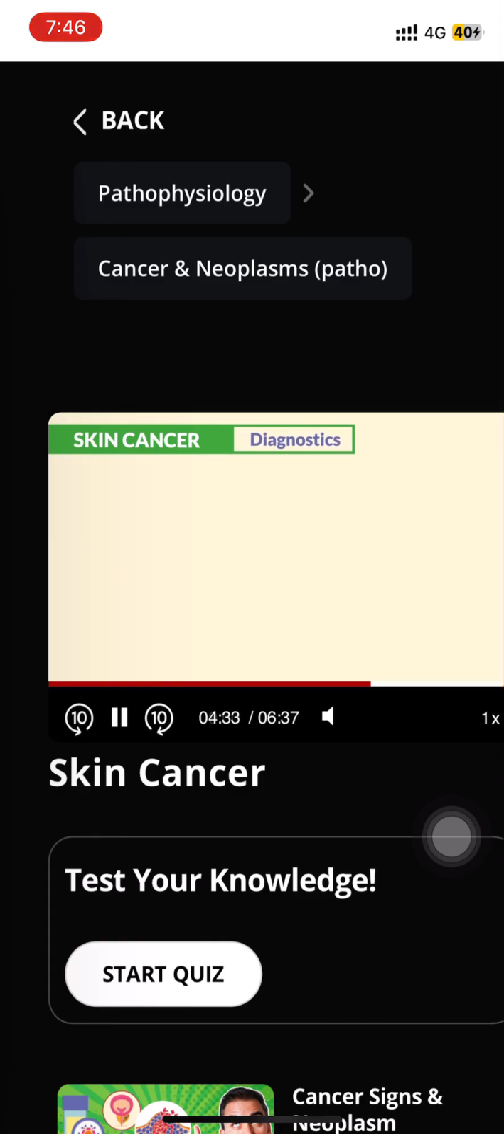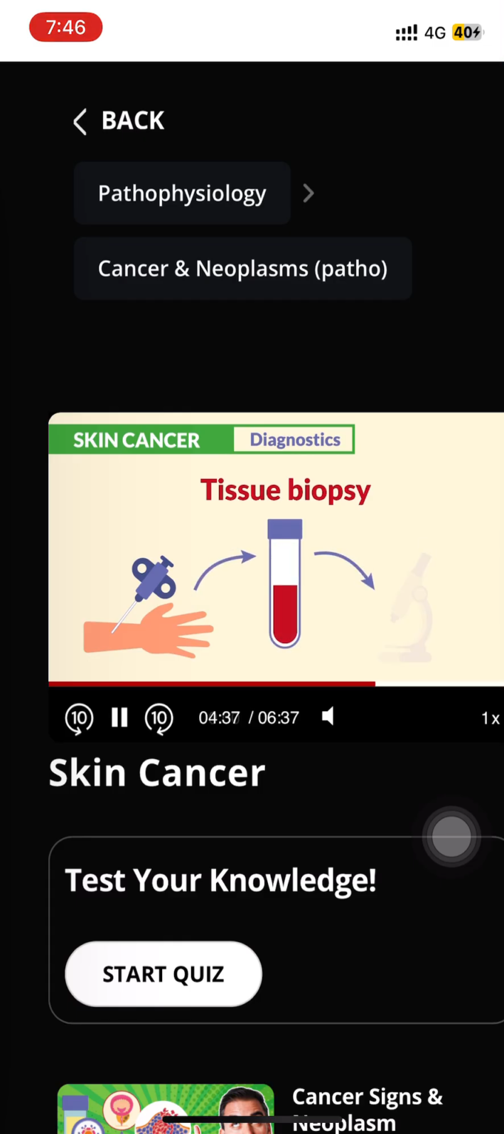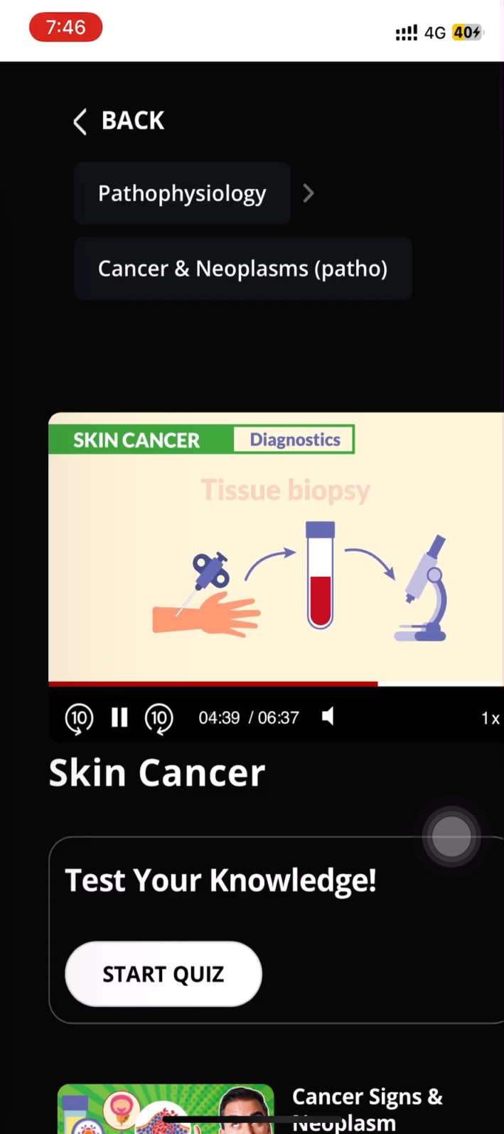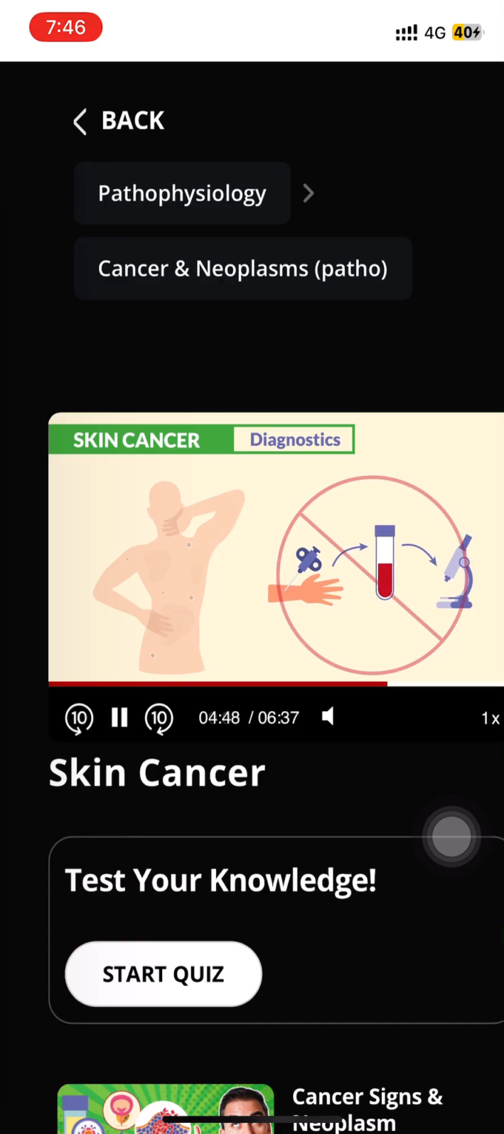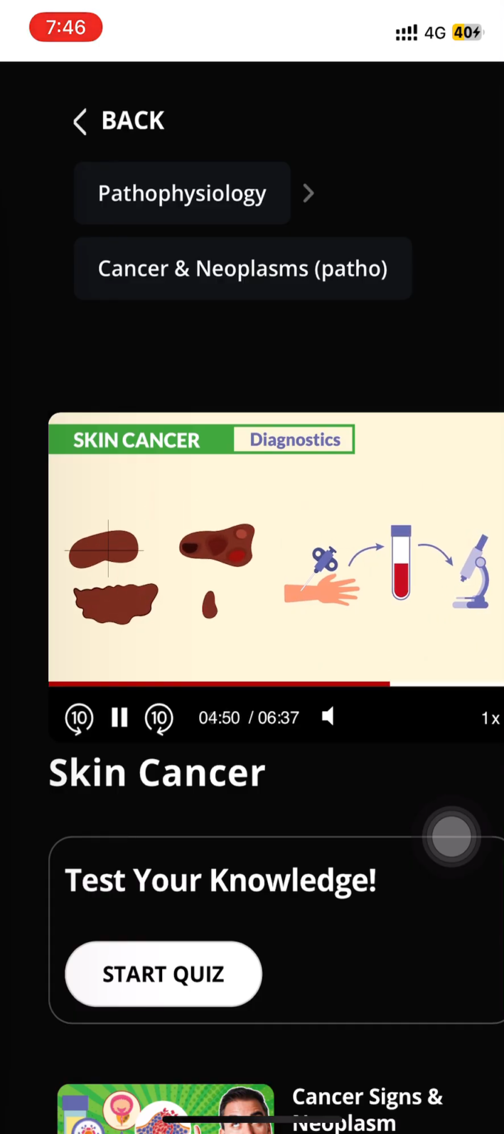Now, in terms of diagnostics, a tissue biopsy is required to make a definite diagnosis of skin cancer. But again, the key term here is that all new growths and pigmentation do not need to be biopsied to rule out cancer. Only the ones that show irregular changes, as mentioned before.